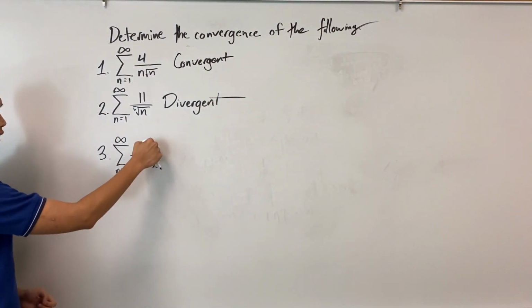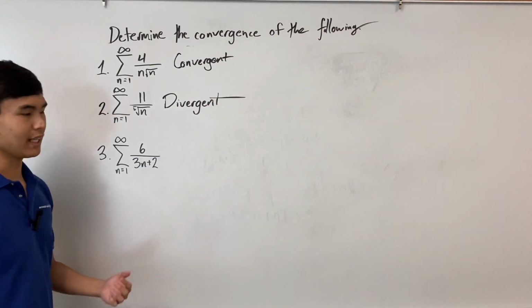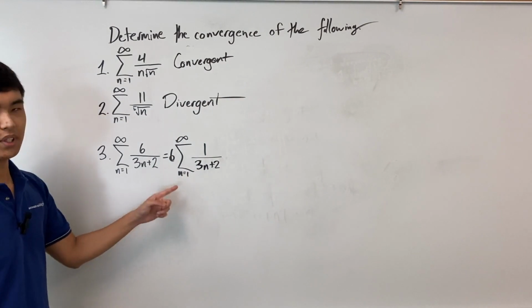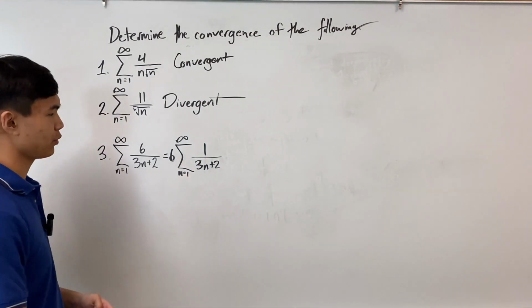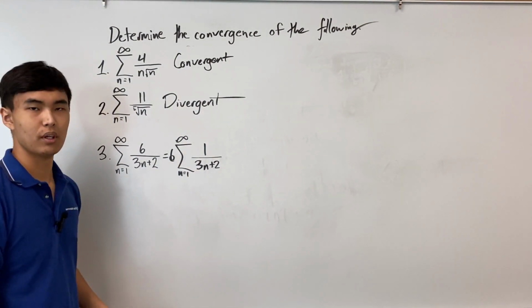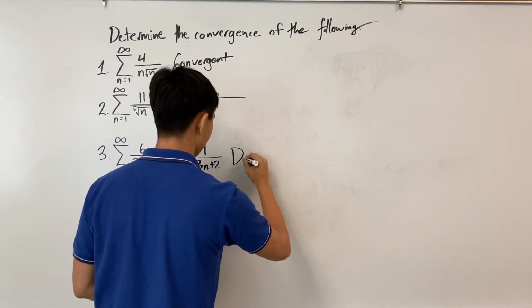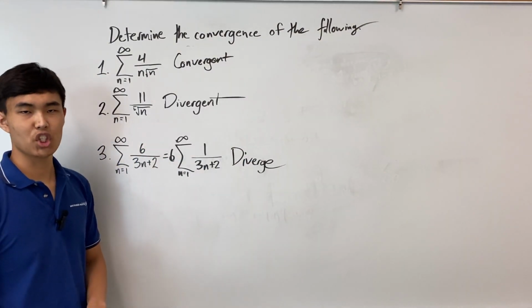Now we have the series of 6 over 3n plus 2, and like the last two, I'm going to start by taking the 6 out of the sum, like so. And this should look familiar because this is a harmonic series where a equals 3 and b equals 2. But it doesn't matter what a and b are equal to because all harmonic series diverge. And that's how you find the convergence of p-series.